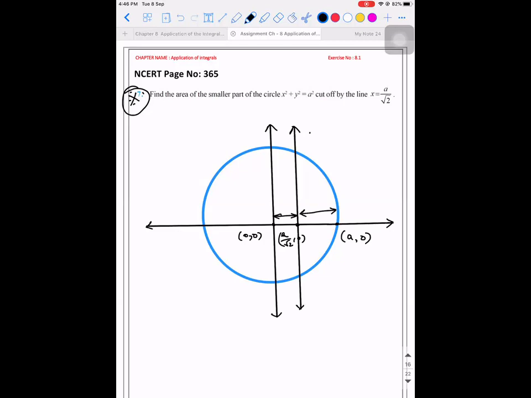A minus a by root 2. How much will you get? Root 2 minus 1, that is 0.44, divided by root 2. This is 1 divided by root 2. So actually, this will be the smaller portion. Since they mentioned that you need to find the area of the smaller region, which side will be smaller? Right side is smaller.